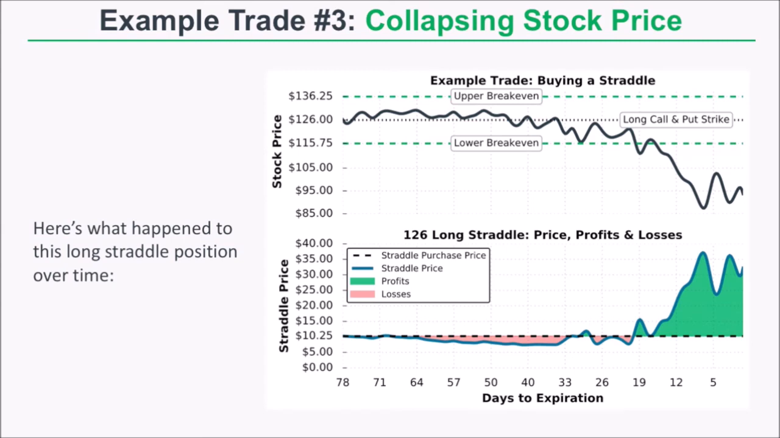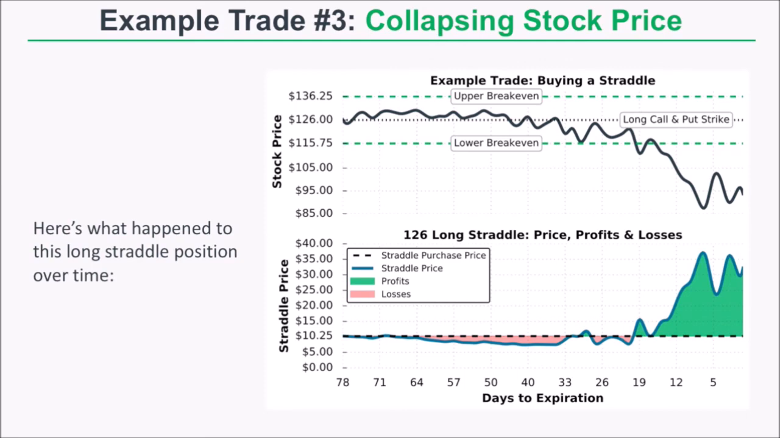Now, later on in the period, before the straddle expires, we can see that the stock price falls from 126 all the way down to $85 at the lowest point. And while that move happens, the straddle's price increases from $10 all the way up to around $37. So as we can see here, the straddle price almost quadrupled over that period because the stock price made a significant movement that was not expected.